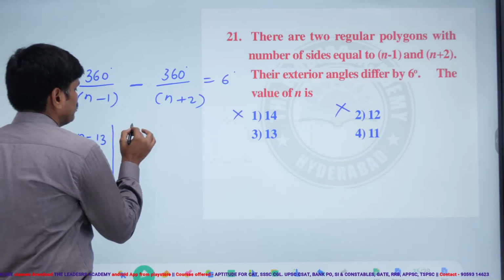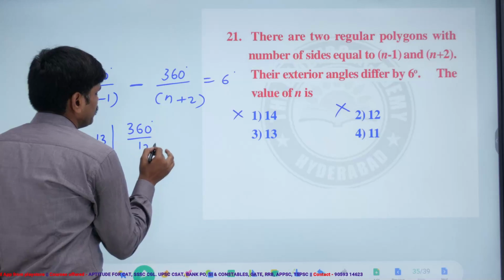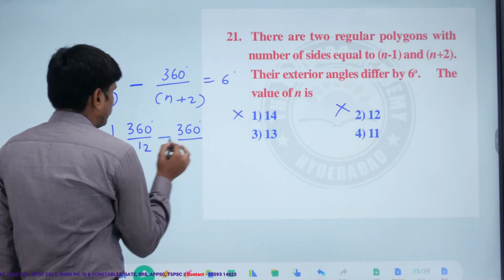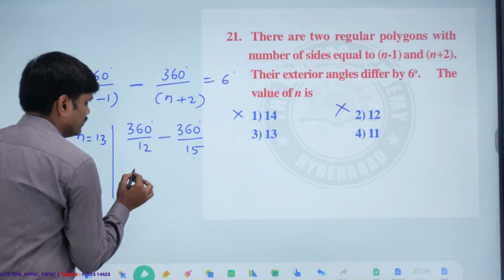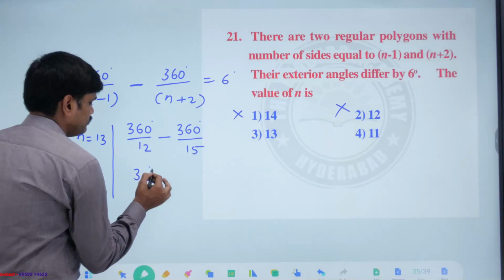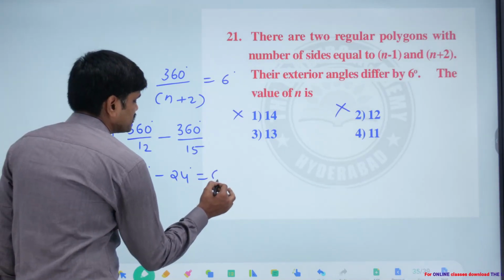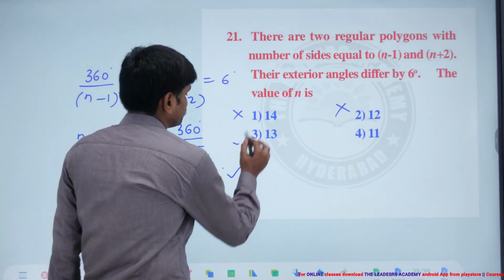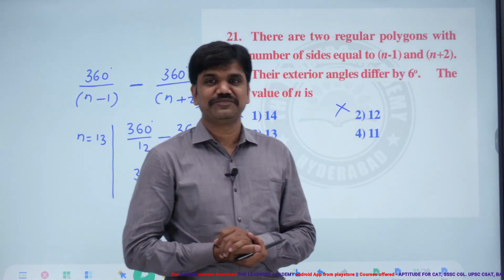360 by 12 minus 360 by 13 plus 2, which is 15. 360 by 12 is 30. 360 by 15 is 24. Difference is coming out to be how much? 6 degrees. That is satisfying our equation. Hence our answer has to be what? Option 3.